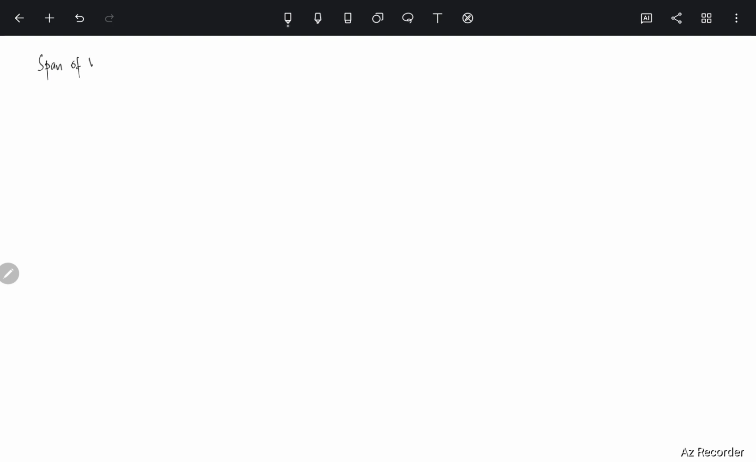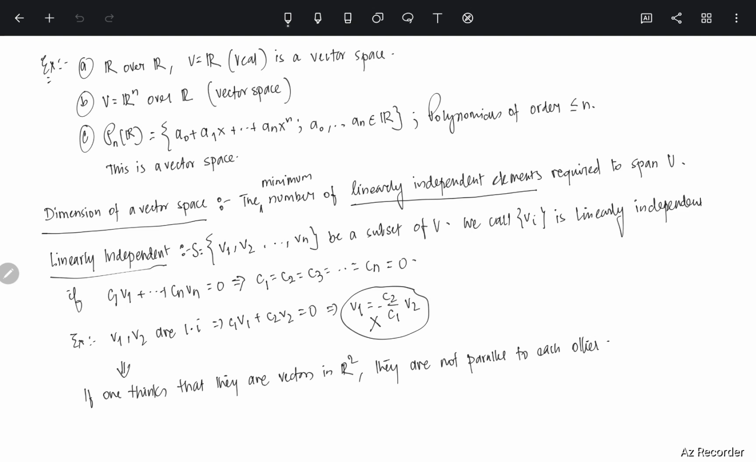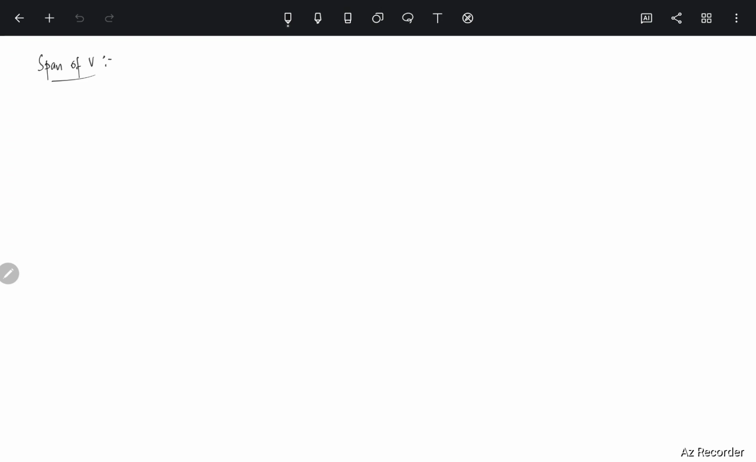Span of V. One thing I must say, I am skipping most of these concepts because I know that all of you know this. I'm just telling you the basics in case you have forgotten. So what is span of V? Span of V is this. Given any element, let's say v in V.